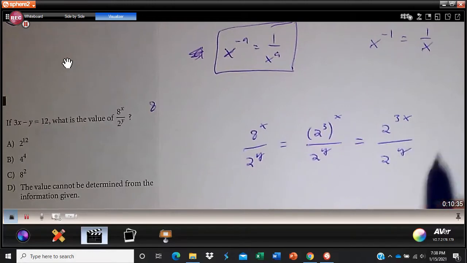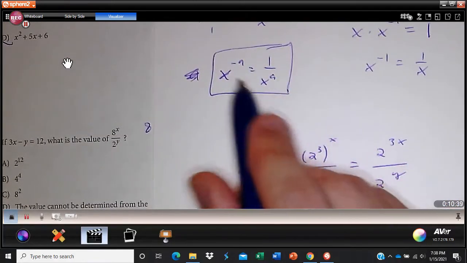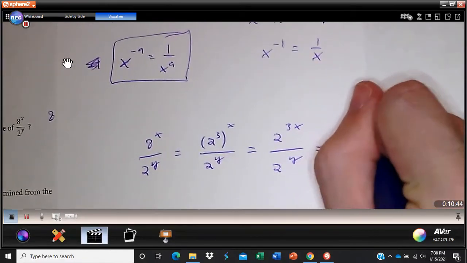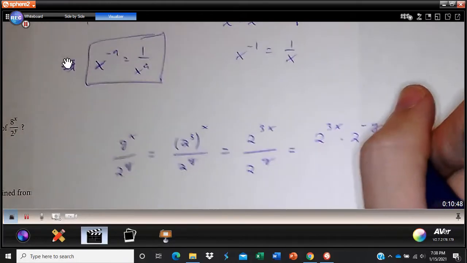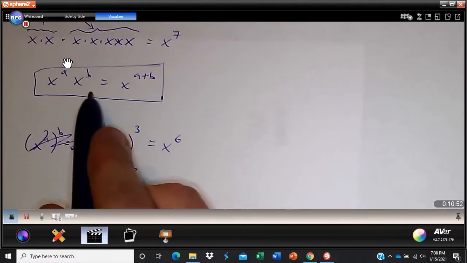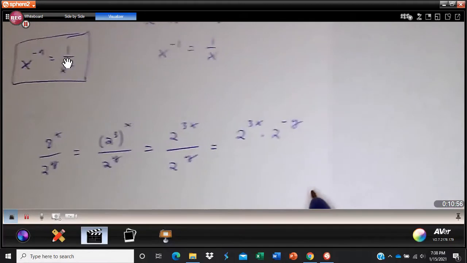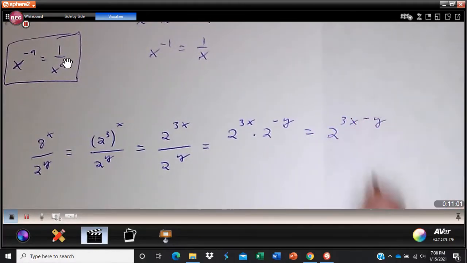I'd like to bring it up top, but in order to flip it from numerator to the denominator or vice versa, I have to negate the exponent. So this is really equal to 2 to the 3x times 2 to the negative y. Okay, and now I have the exponents being multiplied together, and when they're multiplied together, I add the exponents. So at this point, this is equal to 2 to the 3x minus y.